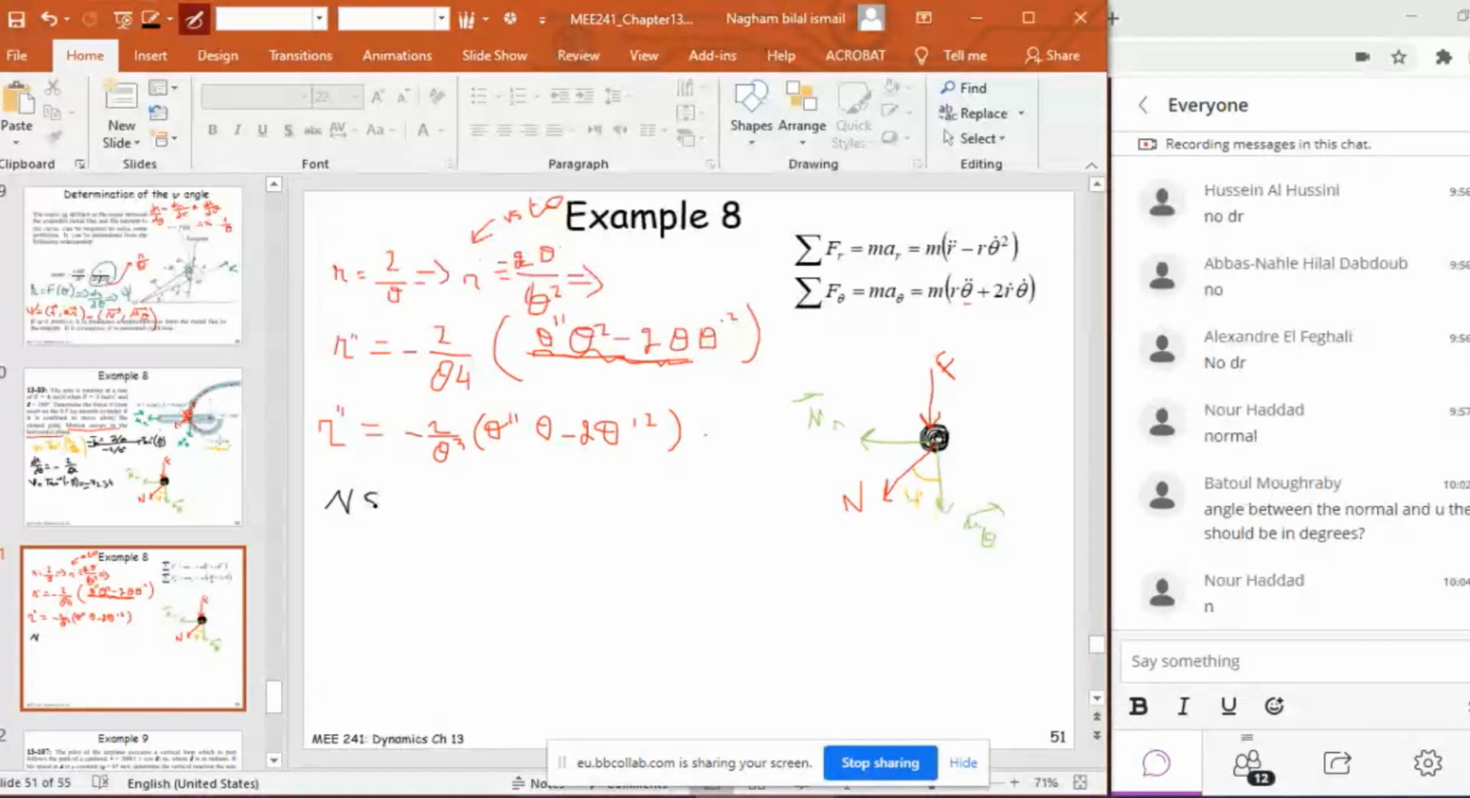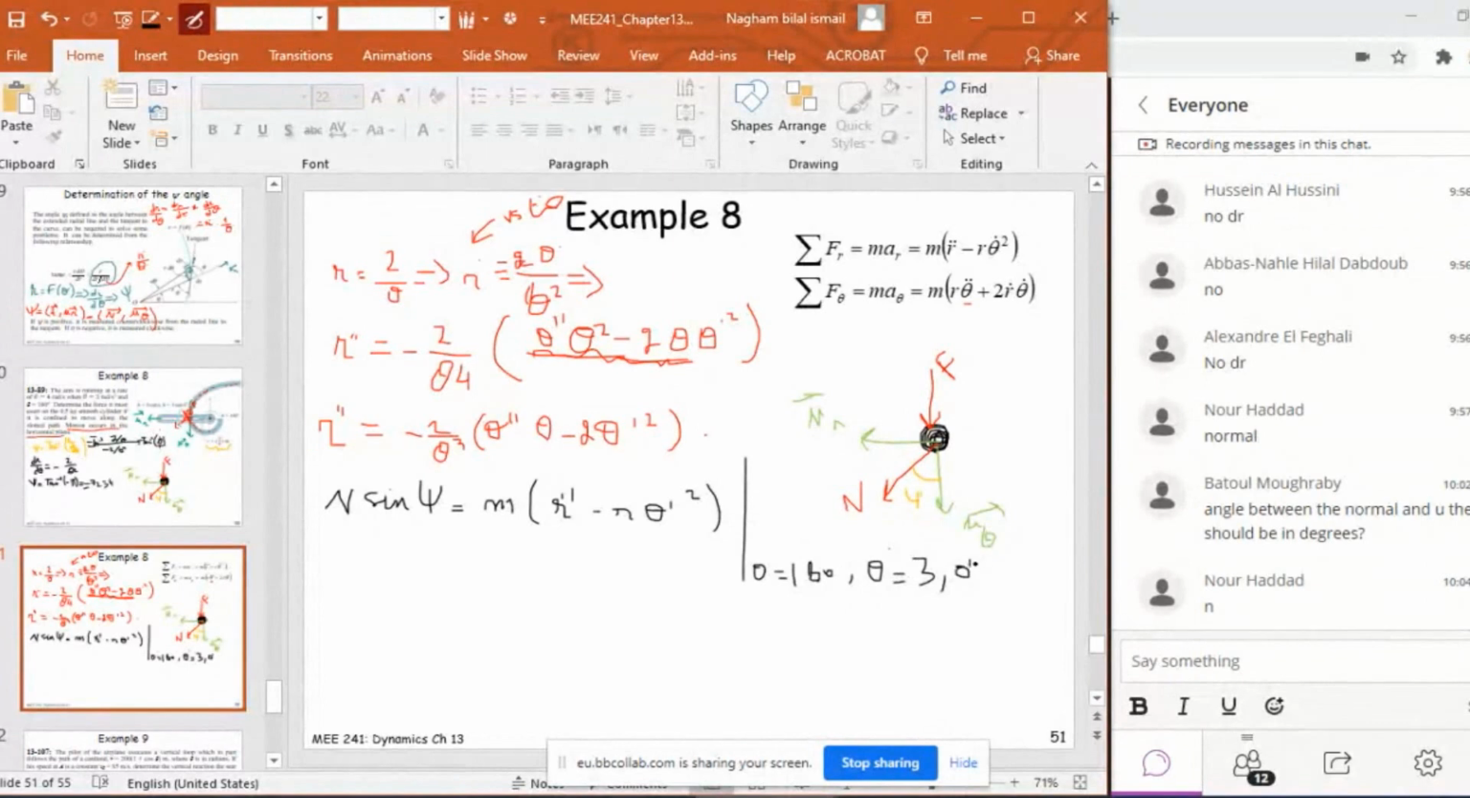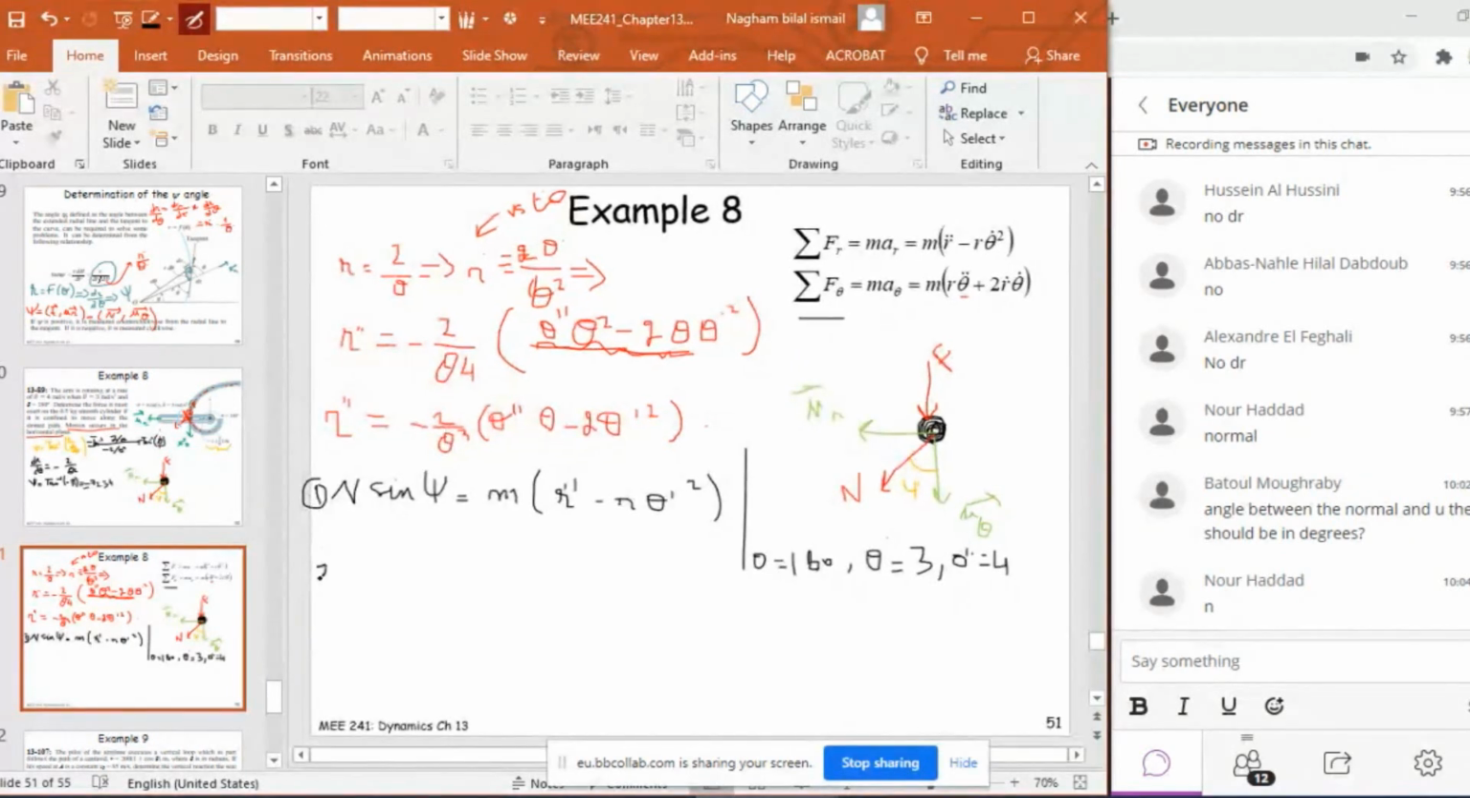m times r double dot minus r theta dot squared when theta is equal to 180, which means when theta dot is equal also to 3 and theta double dot is equal to 4. They are given, all right? So I'm going to substitute them in this equation. Now the second equation is the equation of sum of F theta. So this is the first equation.